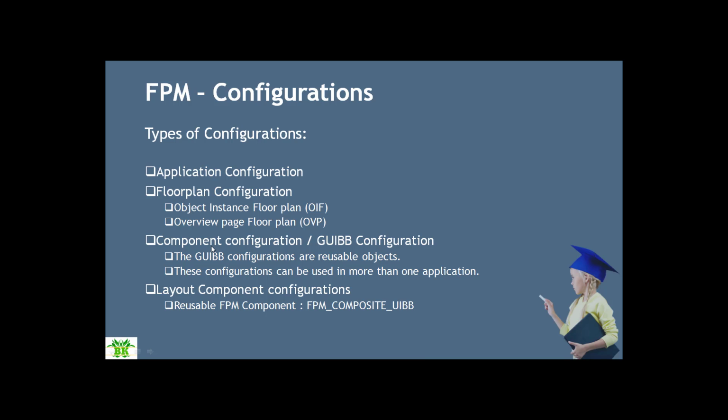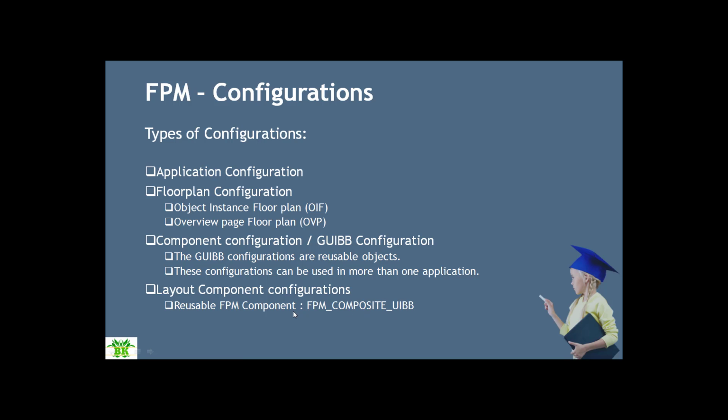And then the another configuration that we create, we can call it either a component configuration or a GUIBB specific configuration. These GUIBB configurations are reusable objects. Depending on the desired user interface layout, whether to design a form layout, tree layout, list table control, or search criteria, there are various GUIBB components available, and for every component the GUIBB configuration is to be created, also called the component configuration. These configurations can be used in more than one application, so it ensures reusability.